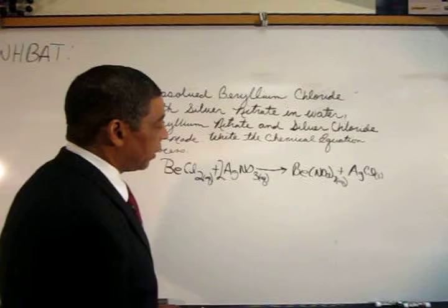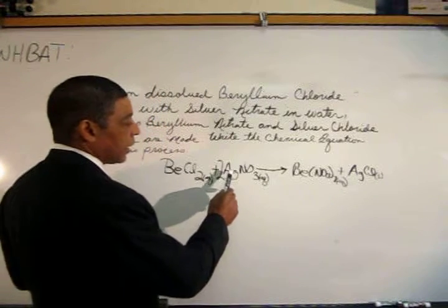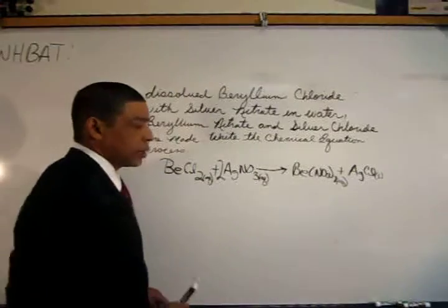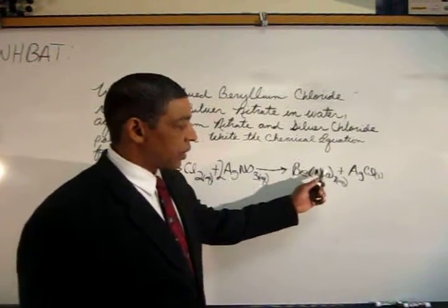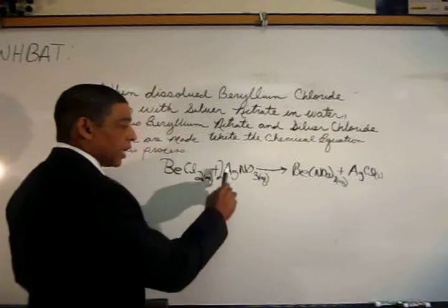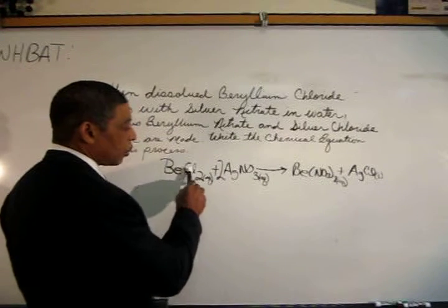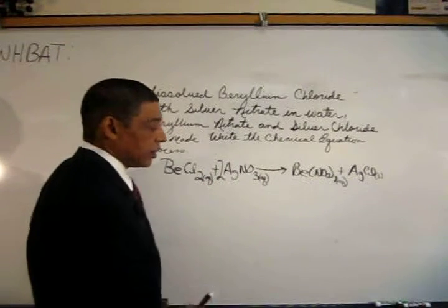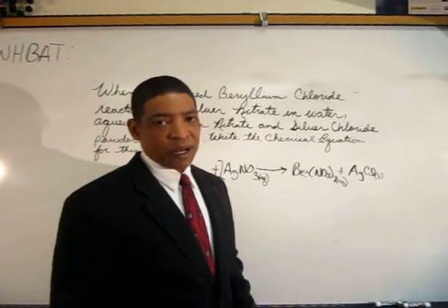So now on the left side we have 2 silvers and 2 nitrate ions. This will now bring our nitrates into balance. However, we have 2 silvers on the left side and 2 chlorides on the left side, whereas we only have 1 silver and 1 chloride on the right side.